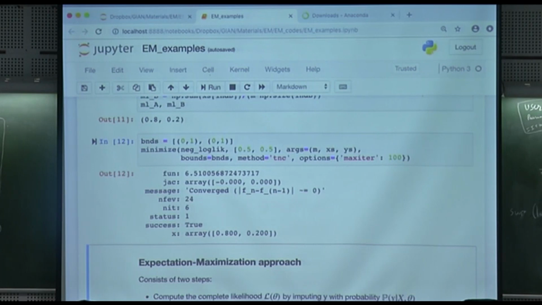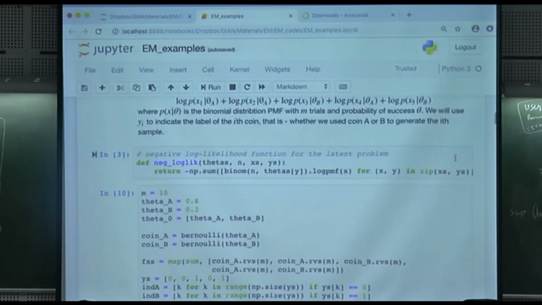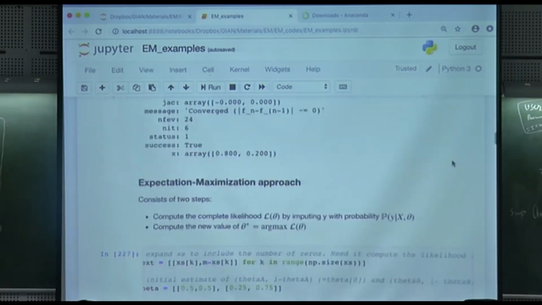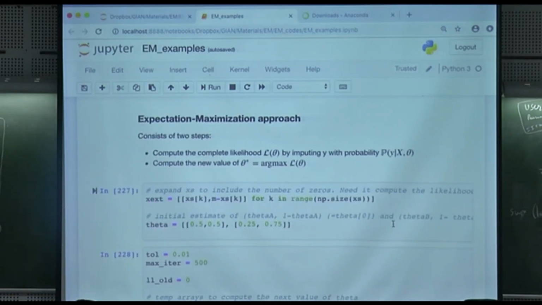So what I want to do as a first exercise for you, which I'll assign, is how do I now do the case by changing that function. I want to be able to change that function in order to get the situation where the y's are not known. What I'm going to do is show you what happens, the expectation maximization story. Whatever the codes that we generated, we want to use it over here. Okay, I expand the x's to include the number of zeros.